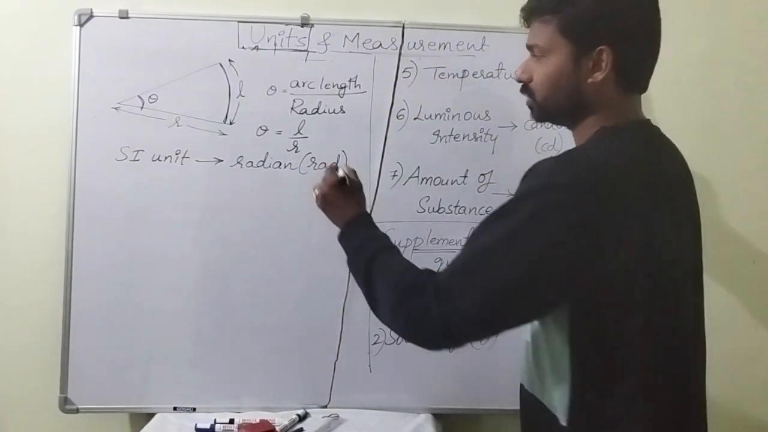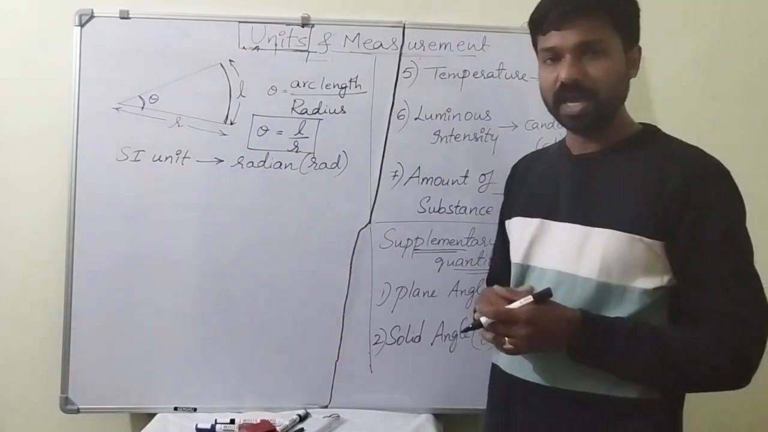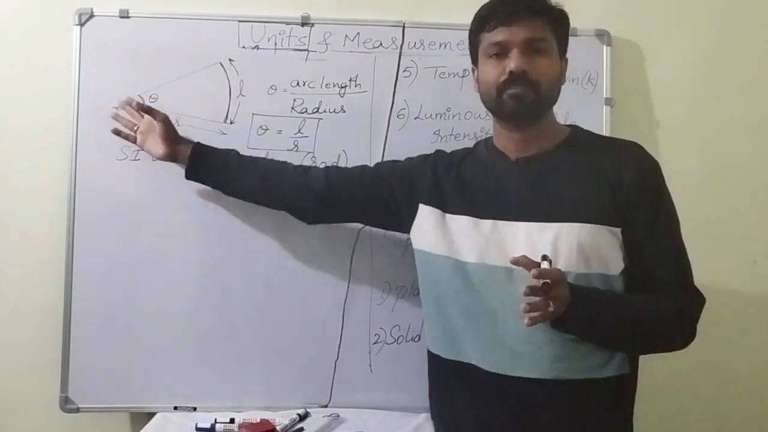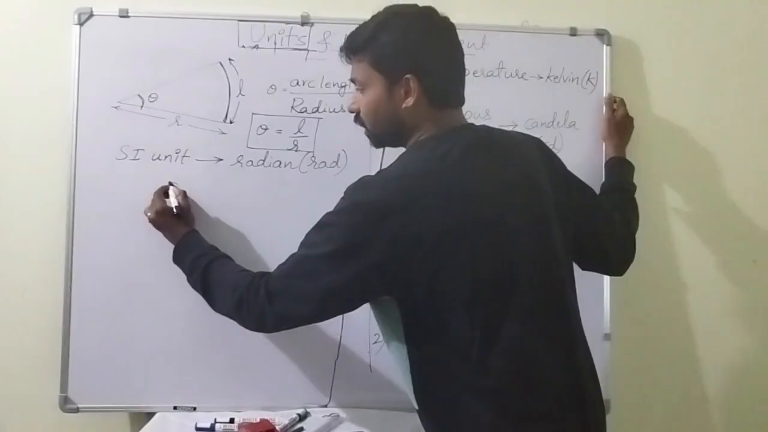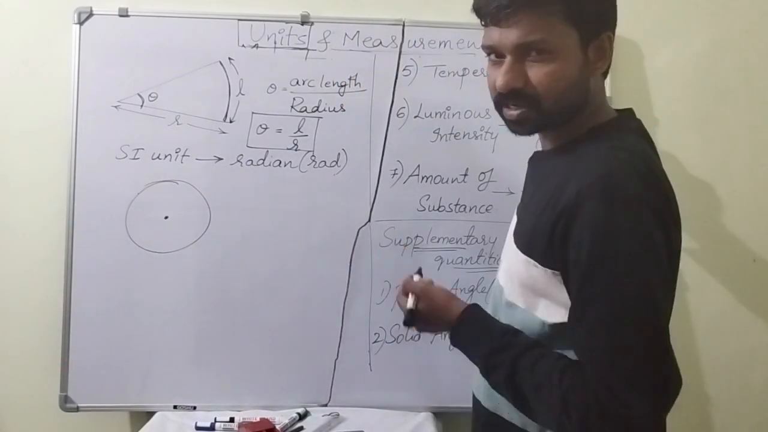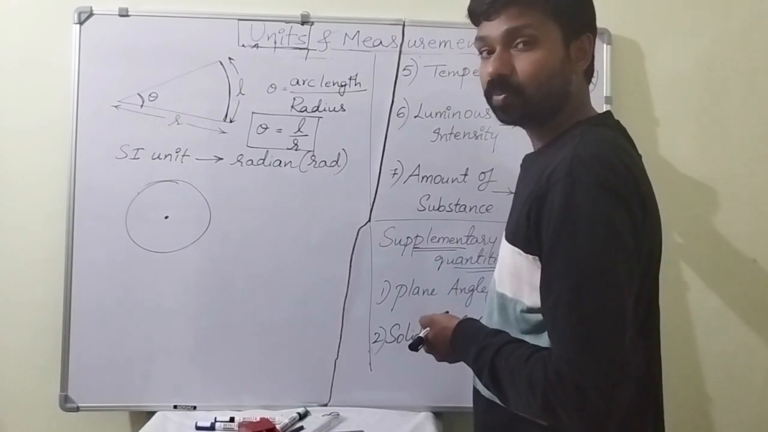Right? So every time you have to remember this particular formula, my dear: angle is arc length divided by radius. What is the angle at the center of the circle? 360 degrees, you will say, right? In radian, how much will it be? 2 pi radian, you will say.